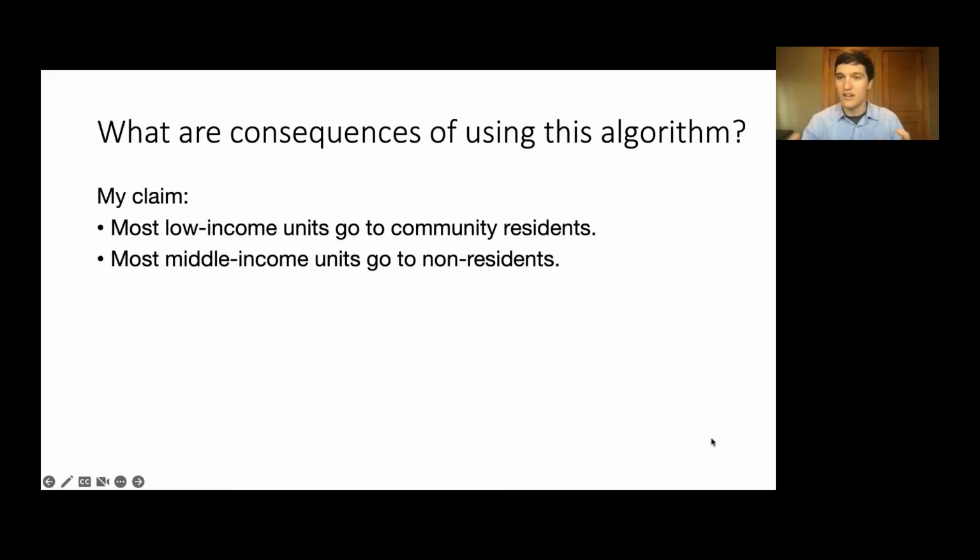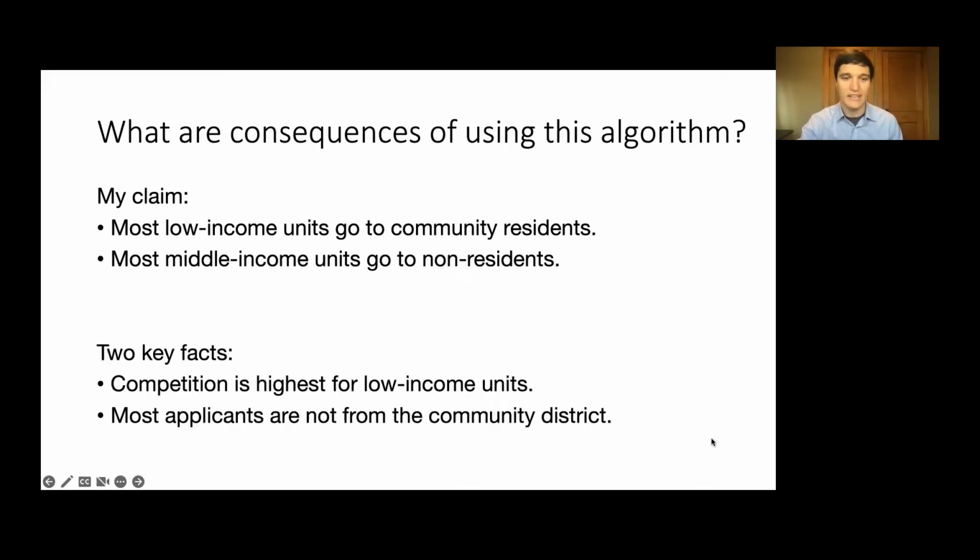Among the units that are set aside for low-income applicants, those are mostly going to go to people from the community. Whereas among the middle-income units, those targeted towards people making 130% or 160% of median income, those are mostly going to go to people from outside of the community where the building was built. And so this is not an intended or stated policy goal. It's more just a consequence of using this algorithm.